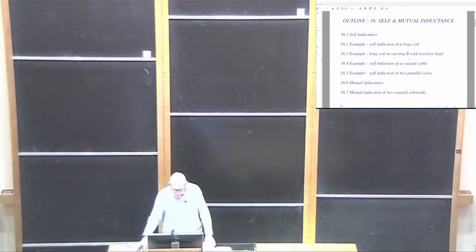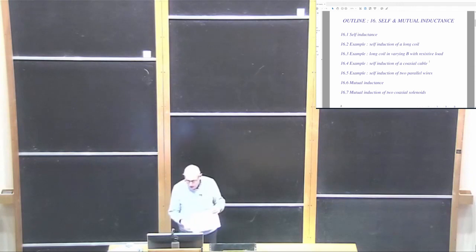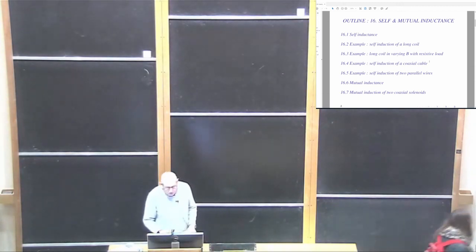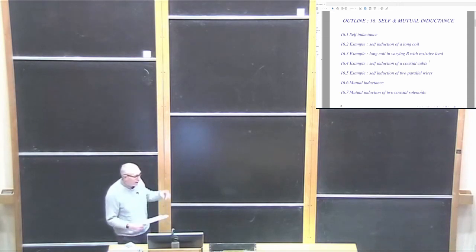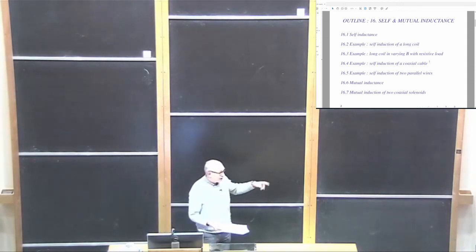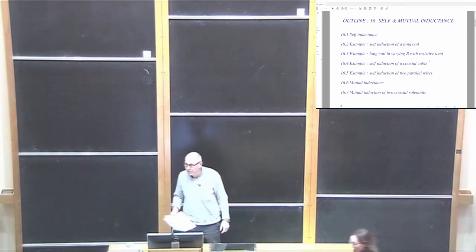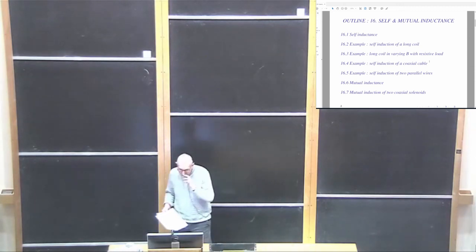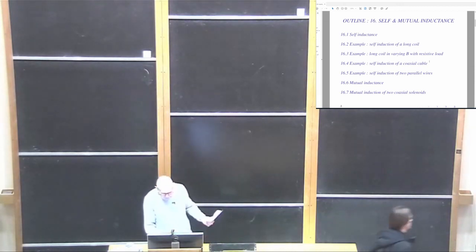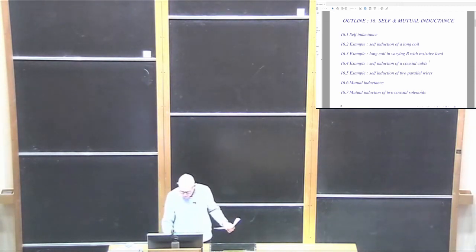I then gave an example of a resistive load on that coil, where the EMF was causing a source of voltage in the circuit, and I then went on to the self-induction of a coaxial cable.